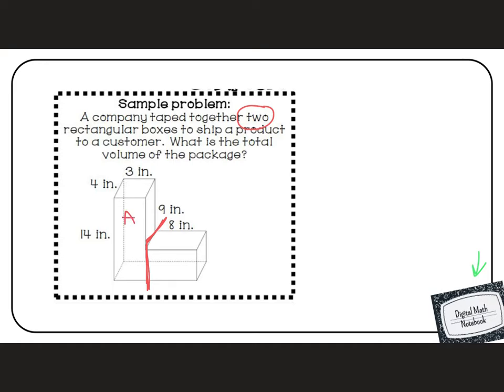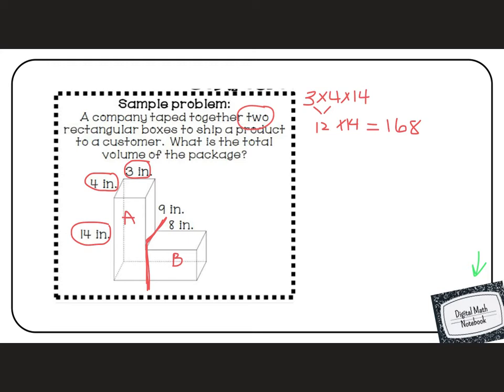I'll call this box A, and then we'll do box B. So it looks like we have a length of 3, a width of 4, and a height of 14. So we're going to do 3 times 4 times 14. 3 times 4 is 12, so we need to do 12 times 14, which equals 168. I went ahead and did the math for you. Let's see if we can find the measurements now for part B.